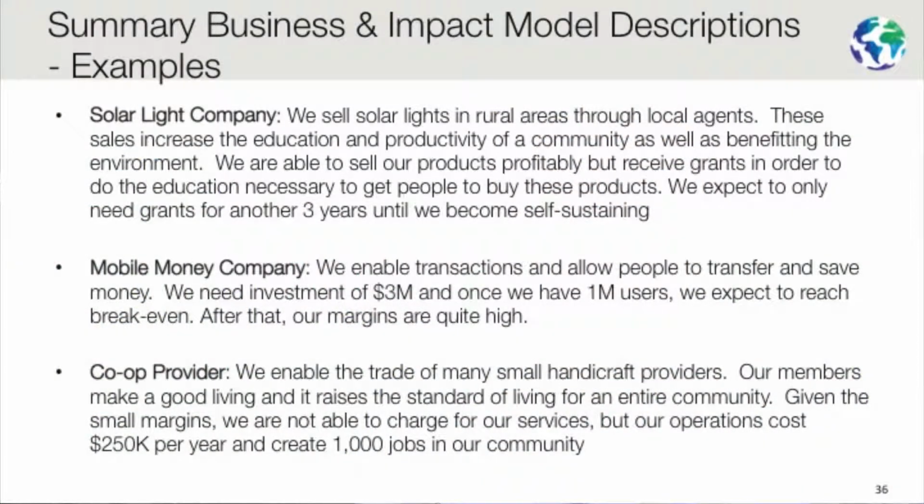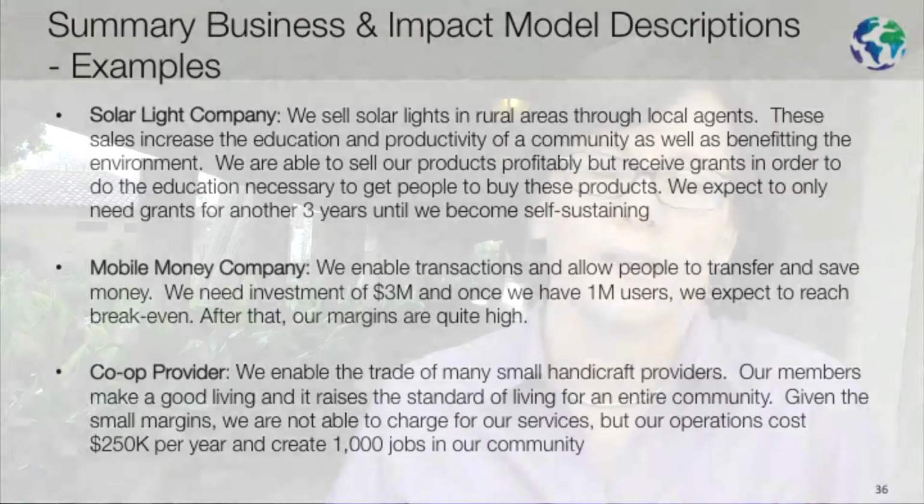I've made these up. But for instance, a solar light company might have a business model description something like, we sell solar lights in rural areas through local agents. These sales increase the education and productivity of the community, as well as benefiting the environment. We're able to sell our products profitably, but receive grants in order to do the education necessary to get people to buy these products. We expect to only need grants for another 3 years until we become self-sustaining.